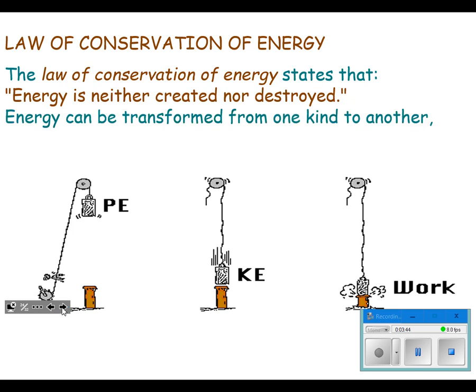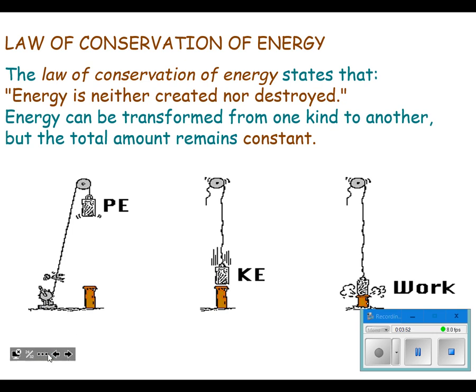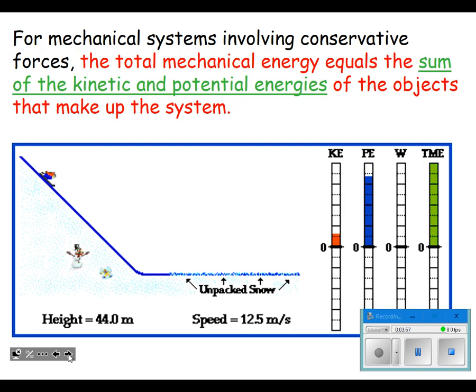Okay? Now, the law of conservation of energy states that energy can't be created nor destroyed. It can only be transferred from one kind to another. But overall, the total amount has to remain the same. So whatever energy you start with, you have to end with. Okay? So for mechanical systems involving conservative forces, which is all we will deal with, the total mechanical energy equals the sum of the kinetic and potential energies of the system. So what we can always say is the potential energy at the beginning plus the kinetic energy at the beginning has to equal the potential energy final plus the kinetic energy final.